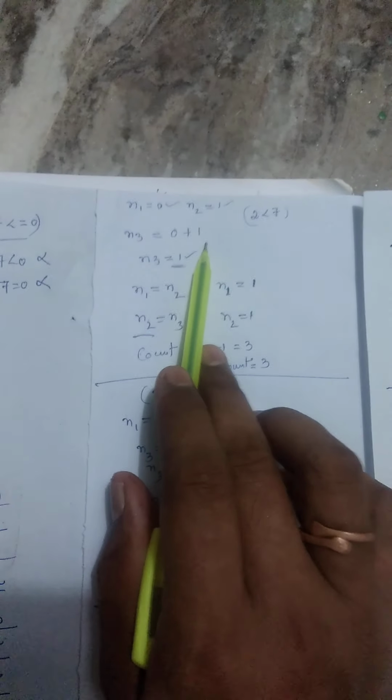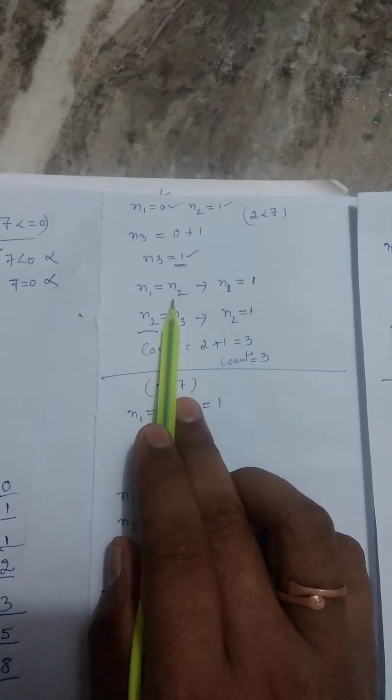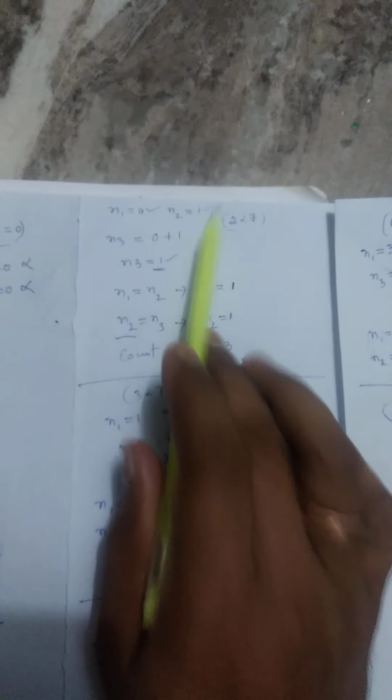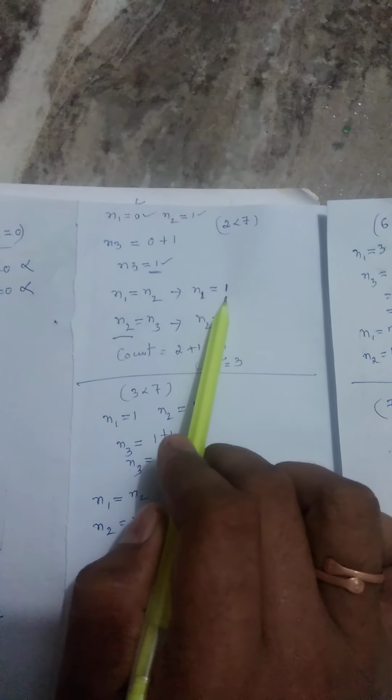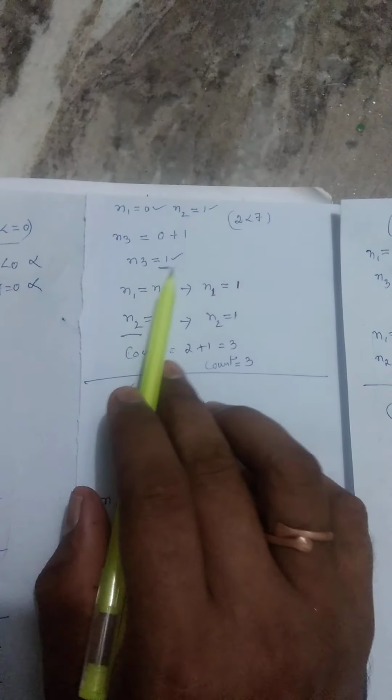n3 equals n1 plus n2, 0 plus 1, n3 equals 1. n1 equals n2. The value of n2 is how much? 1. So n1 becomes 1. n2 equals n3. What is n3?